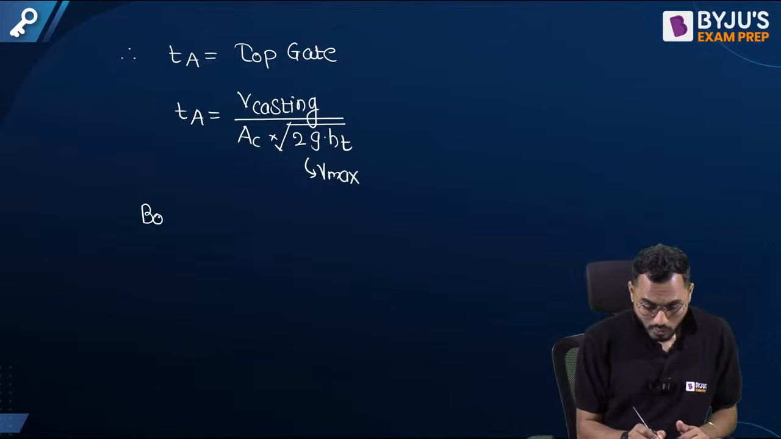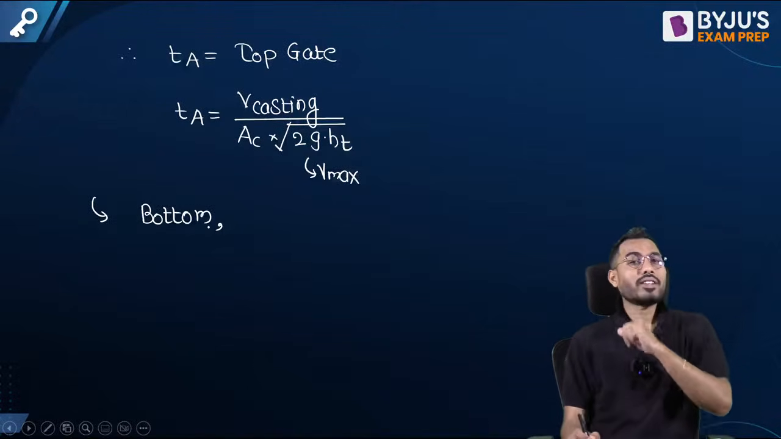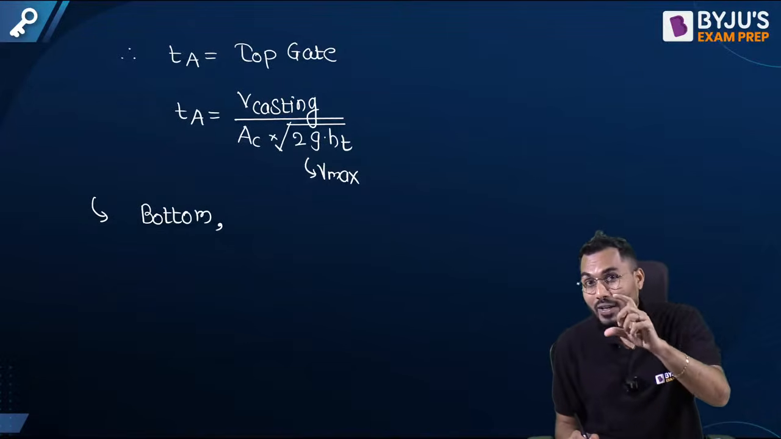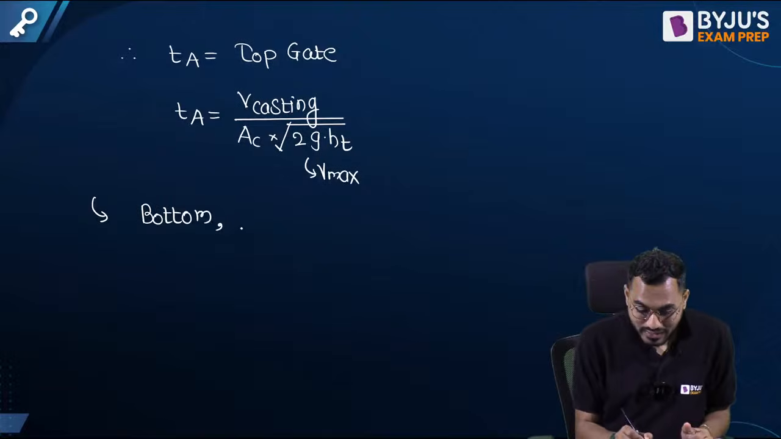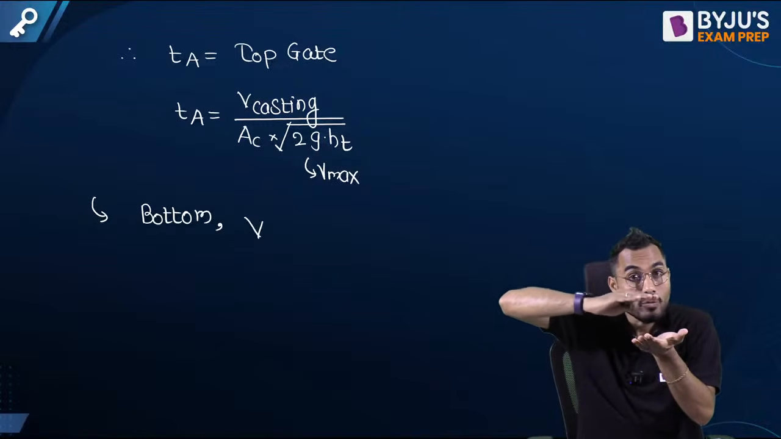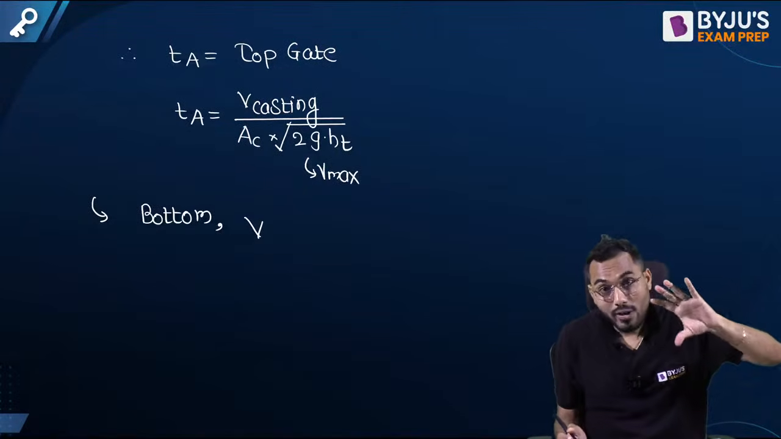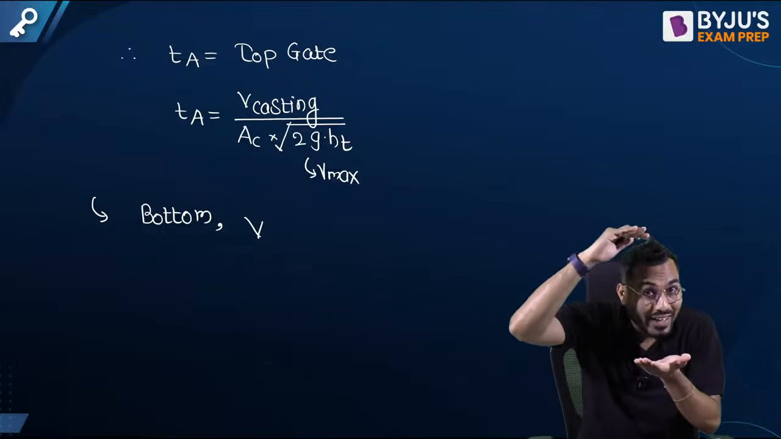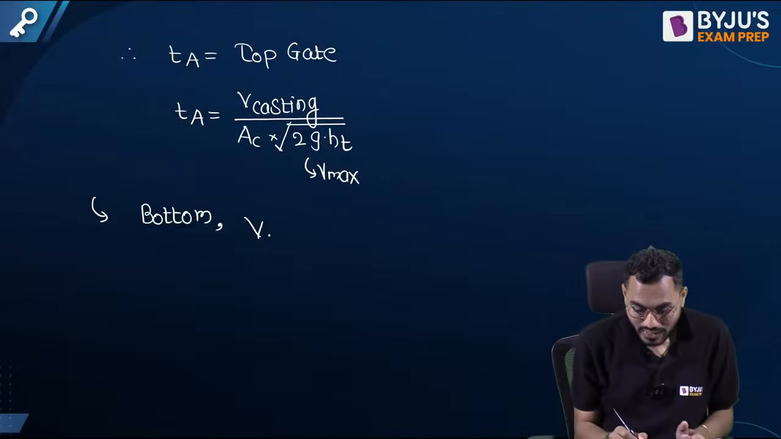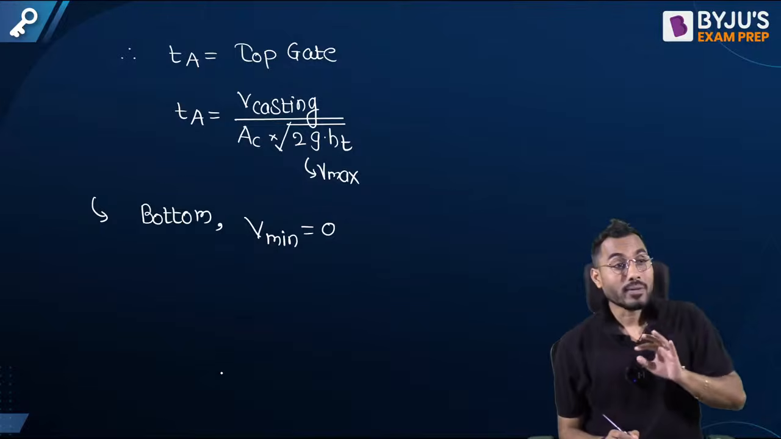But whenever we talk about a bottom gating system, what is happening? Can I say the liquid molten metal head becomes equal to the height of the mold. In the bottom gating system, the velocity or potential head of the molten metal keeps on reducing. Initially the velocity will be maximum, but at the end, as the potential head and the height of the mold are both the same, the minimum velocity will become equal to 0.